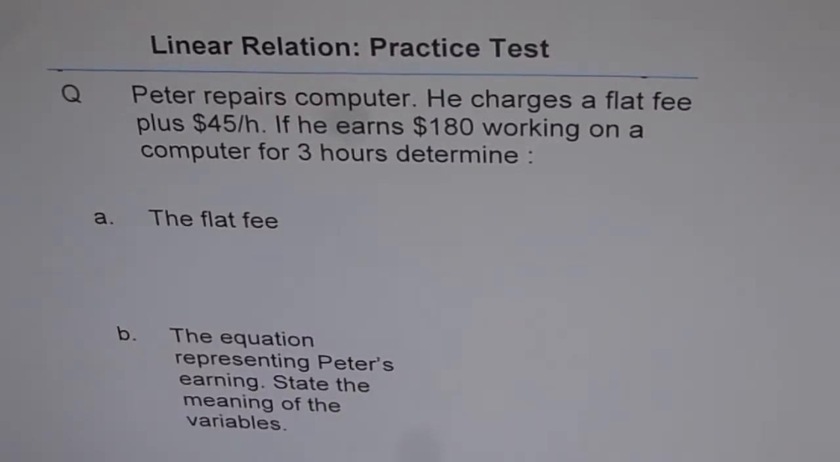This is a practice test problem on linear relations. I'd like you to read the question, answer it, stop the video for that time, and then look into my suggestions. The question here is, Peter repairs computers.